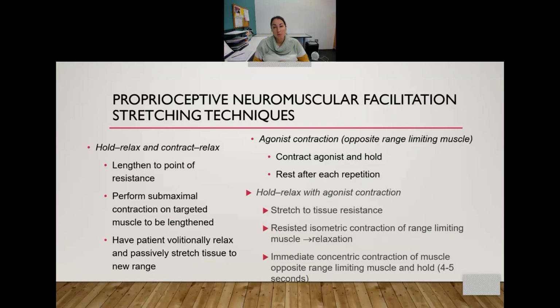Now, I honestly don't know the benefits of that over the others. That's somebody who would have to be well versed in PNF to really explain and go into that. Another reason I say if you want to do a lot of PNF, you need to be certified in it. But these are just different techniques that can be taught when you're learning PNF in order to help a patient increase muscle length.